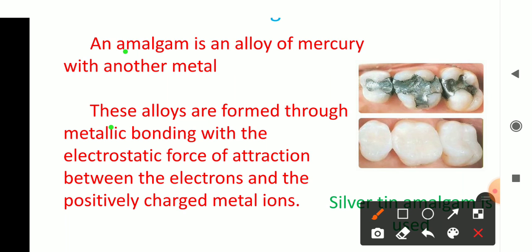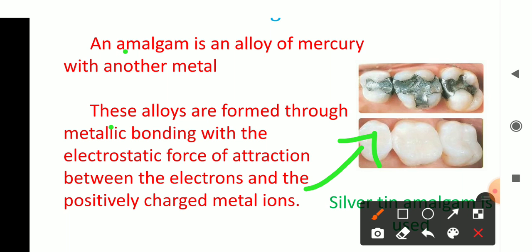These alloys are formed through metallic bonding with the electrostatic force of attraction between the electrons and the positively charged metal ions. So there is an electrostatic force of attraction between what and what? Between the electrons and the positively charged metal ions. And dear students, for amalgam there is a nice example. Look here, have you ever seen this?